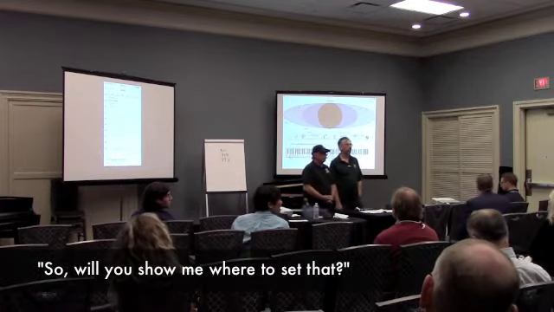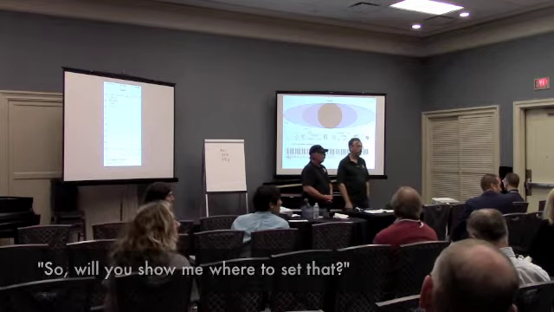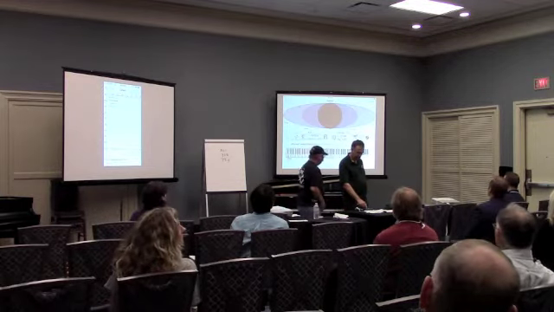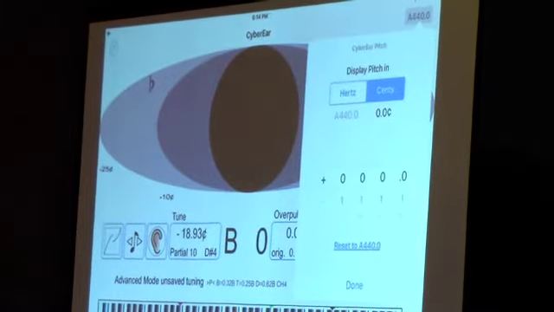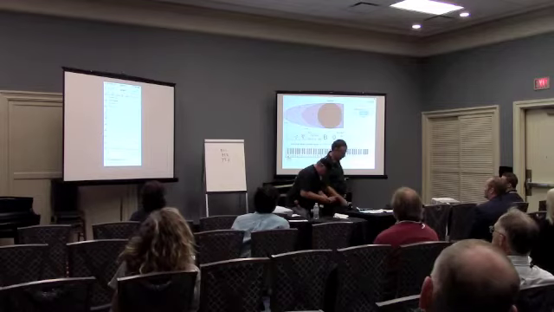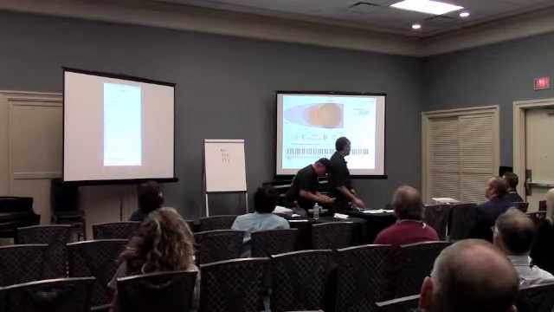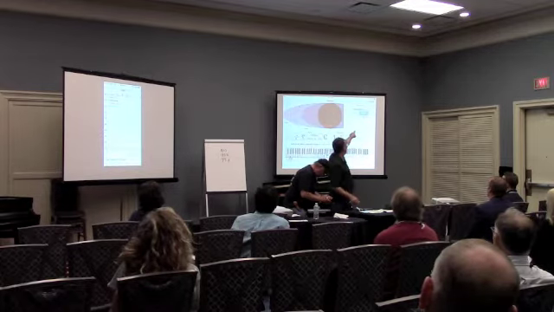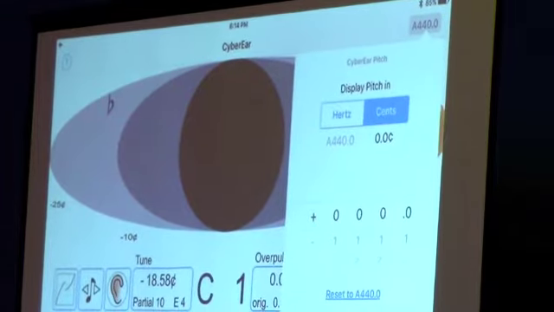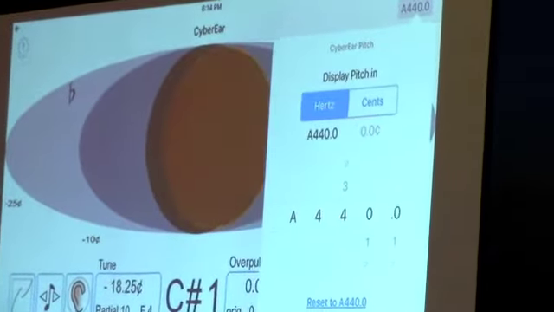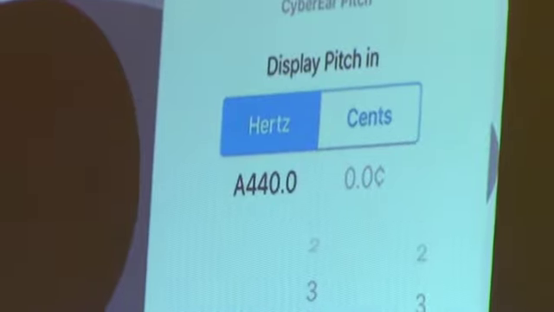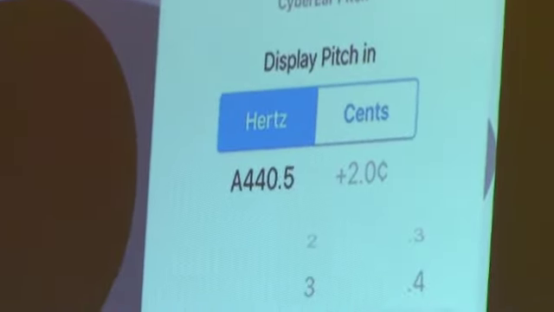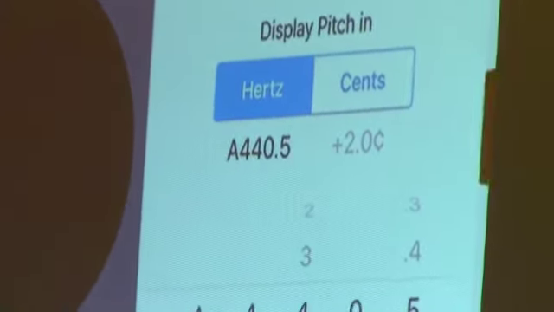Yes? So, will you show me how you set that? Yes, show them how to do global pitch. Okay, this looks just a little bit different in the iPad native version. You can use it on the iPhone if you want. The iPad native, it's real similar. You tap on the A440 at the top, and then choose your pitch right here. You can choose it in hertz if you want. For instance, what Carl's talking about is about a 440.5 or so, which is about 2 cents sharp.